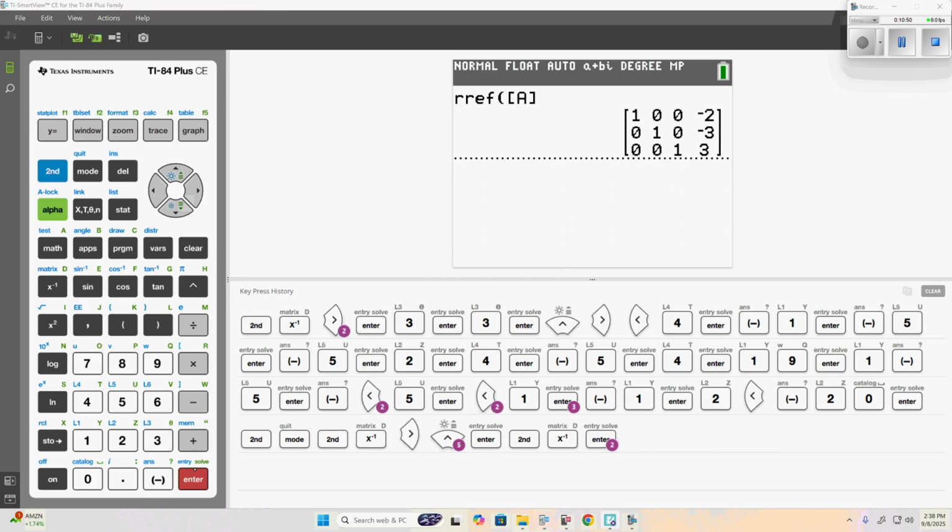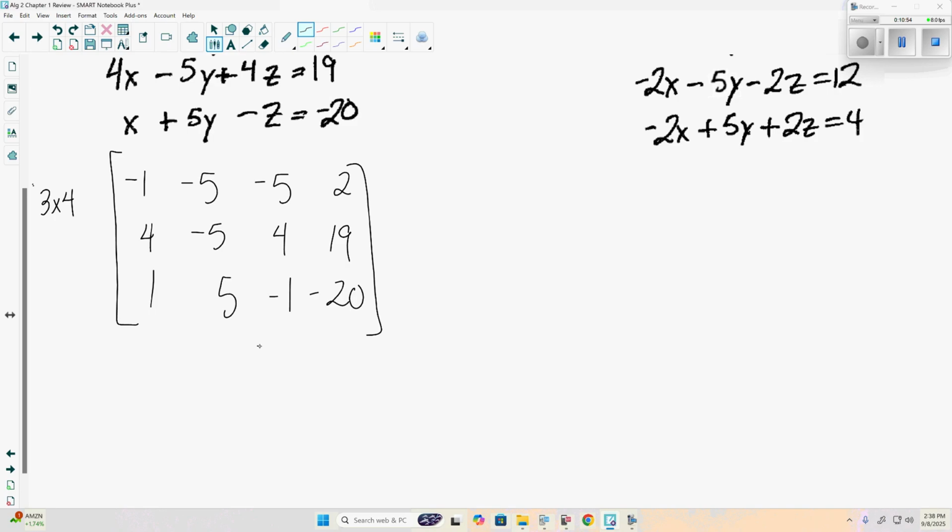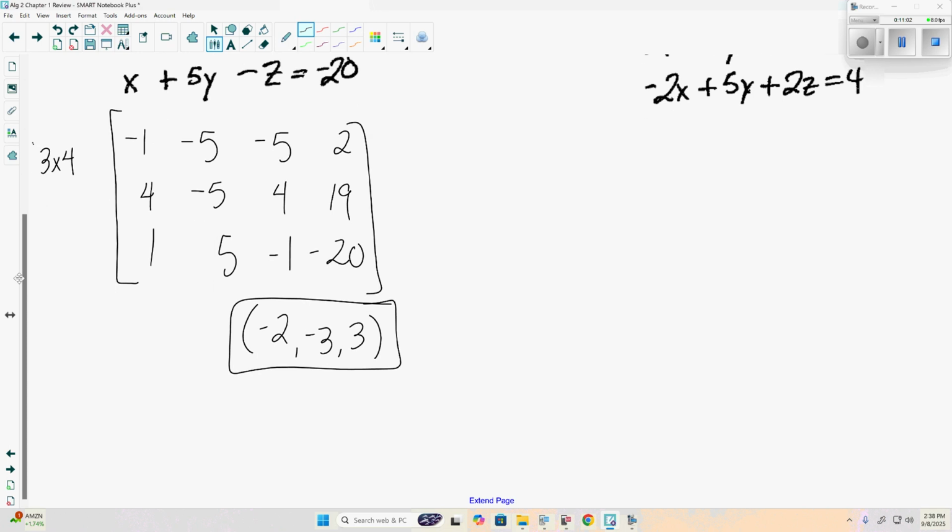So when we get that, we can come back over to this here, and we can write the solution down as -2, -3, 3. That there would be the solution. If you want to write those steps out or go back and write those steps out, that would be fine. You can have that on your review sheet.